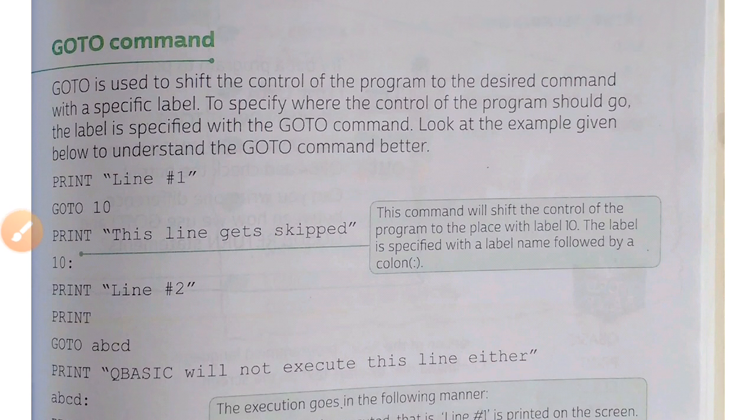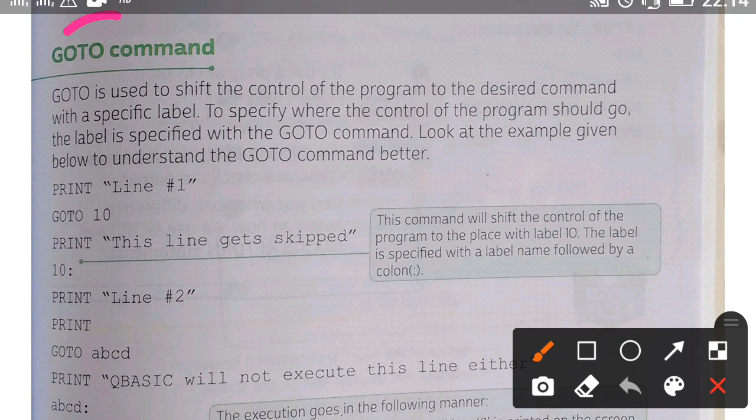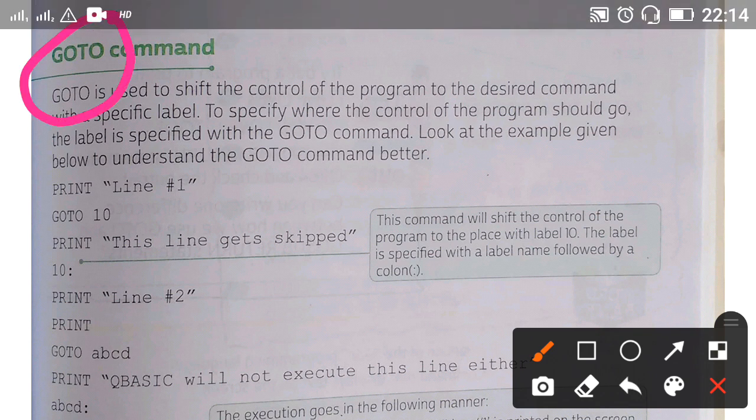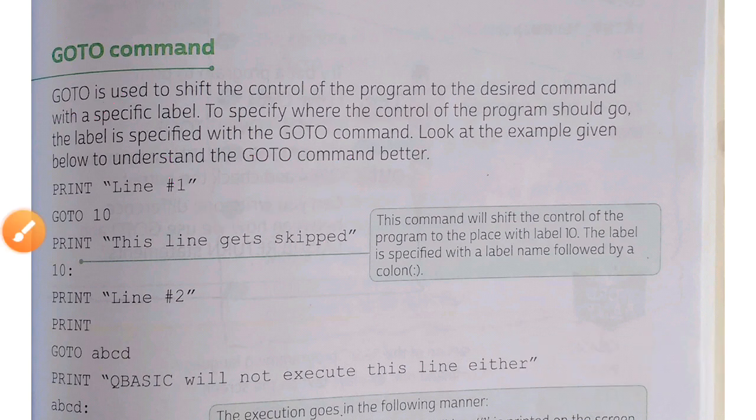Then we have the go to command. Go to is used to shift the control. Go to, what do you understand by go to? Go to means, let's take an example: I say I want to go to the washroom or go to drink water. So go to, that means I go there. So this is the example of the go to command.